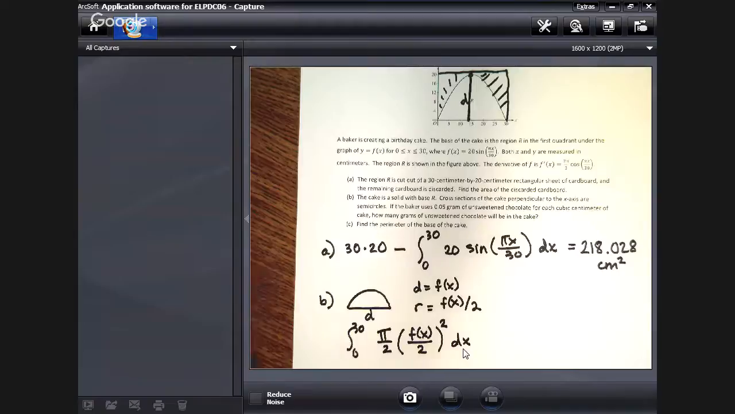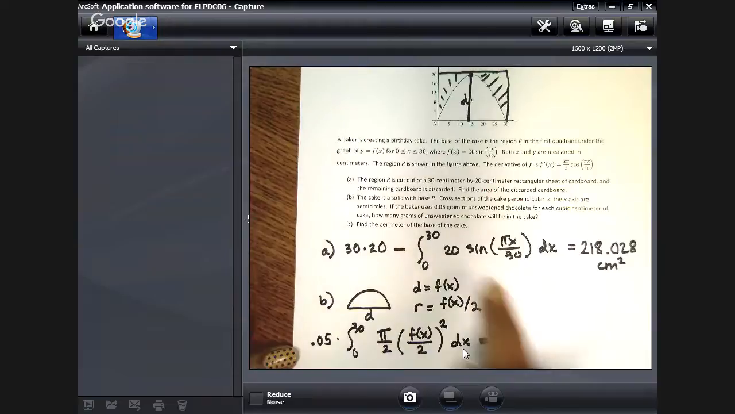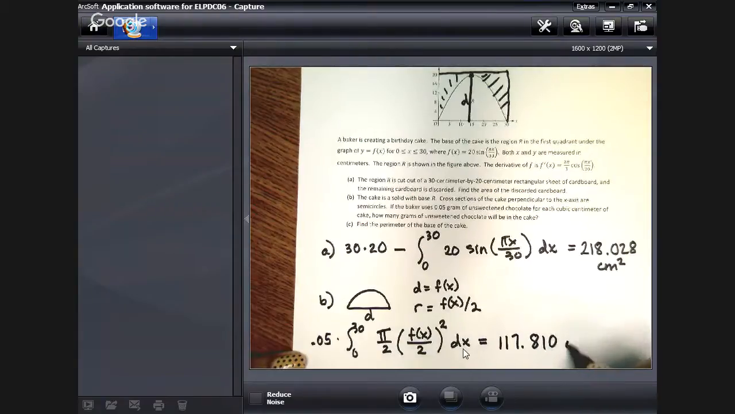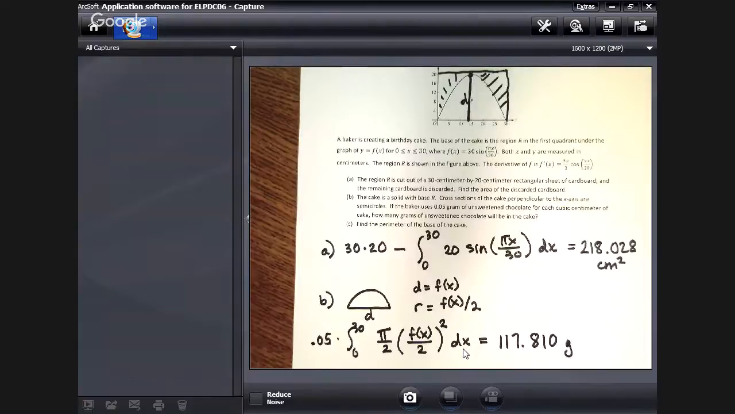Now, I really don't need to rewrite this over again. This f of x is the same as that f of x, and this will actually make it a lot easier to write. And in order to find the number of grams of unsweetened chocolate that I need for the cake, I'm going to take this value and multiply it times 0.05. Again, I would put the whole integral in here. In fact, I would probably store f of x in y1 at the beginning of the problem so I don't have to keep retyping and be afraid of making typing errors when I do it over and over again. If you do all this correctly, you end up with 117.810 grams. It's 809 if you truncate instead of round.